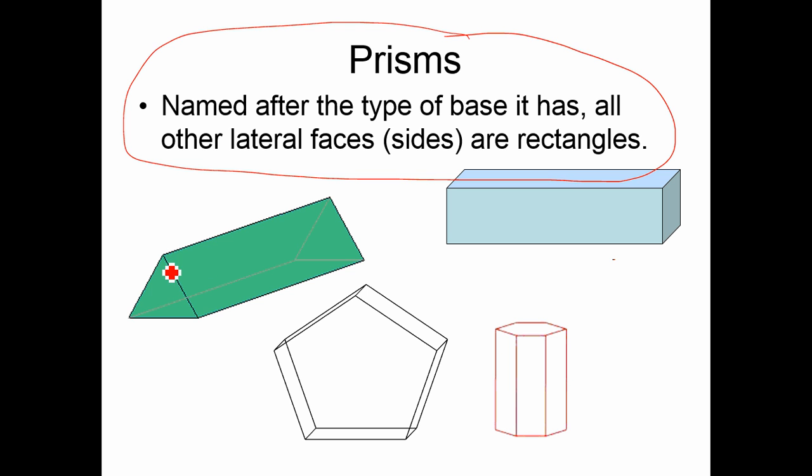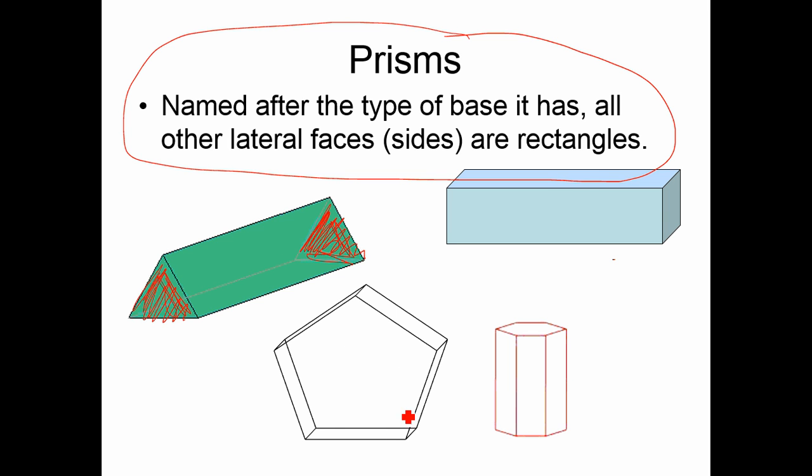This prism would be a triangular prism. Notice that there are two faces on this prism that are triangles, but all the rest are rectangles. The sides would be the rectangles. Even though it's tipped over, it's considered to have rectangles for the sides, but the bases would be the two triangles because those are the two sides that are unique to this figure.